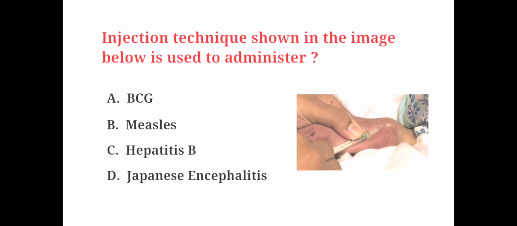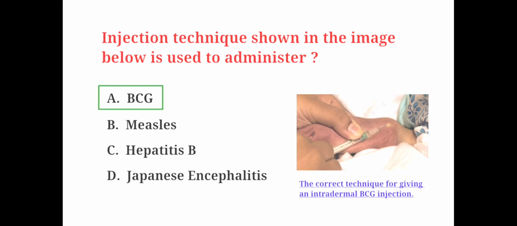Injection technique shown in the image below is used to administer A. BCG, B. Measles, C. Hepatitis B, D. Japanese encephalitis. And the correct answer is A. BCG. The BCG vaccine is given by an injection just under the skin, usually on the upper left arm. Sometimes a test may need to be done before receiving the BCG vaccine. If there is a chance your child has already been infected with TB, the doctor will arrange for Mantoux test.